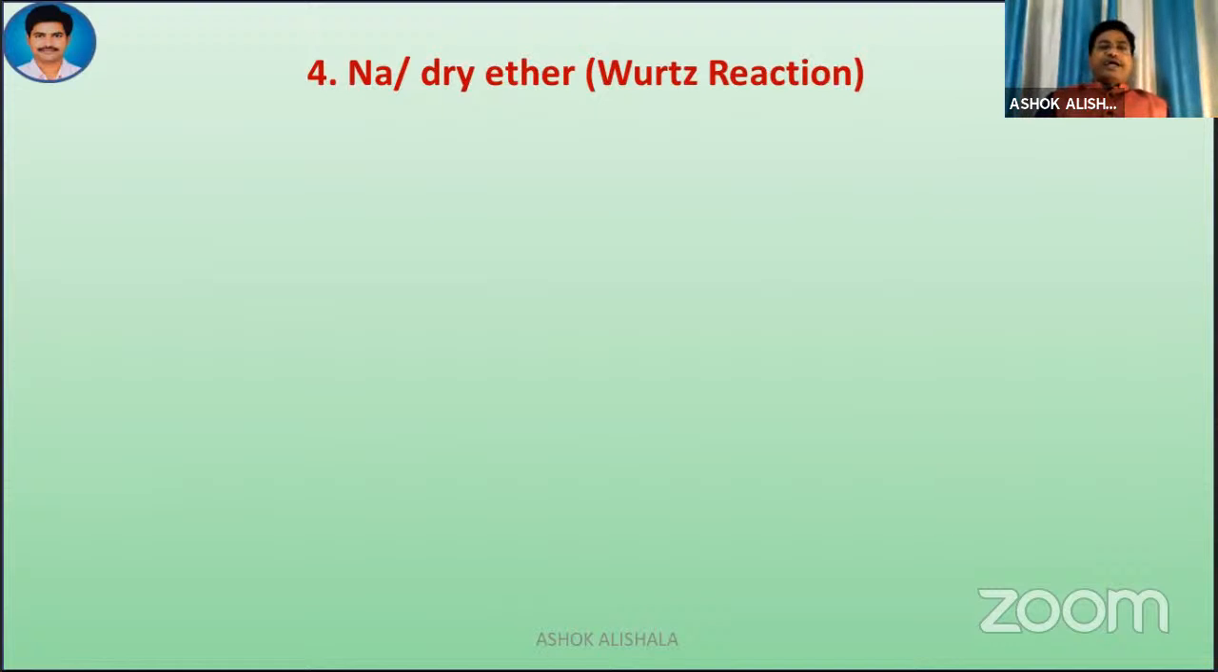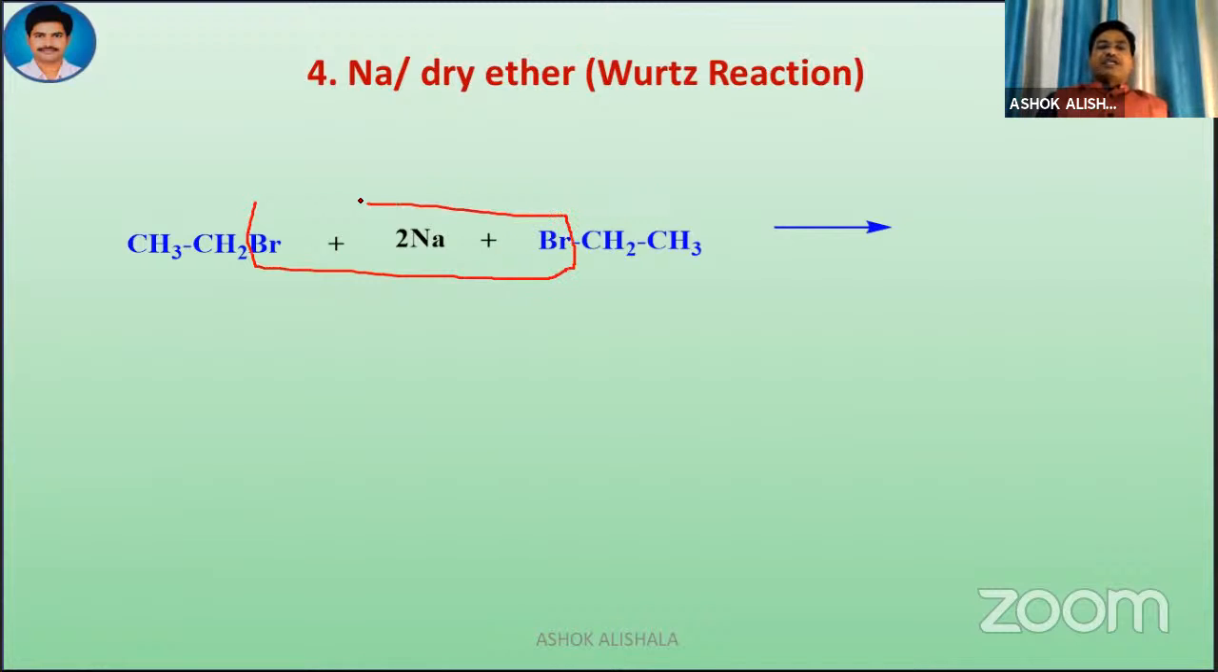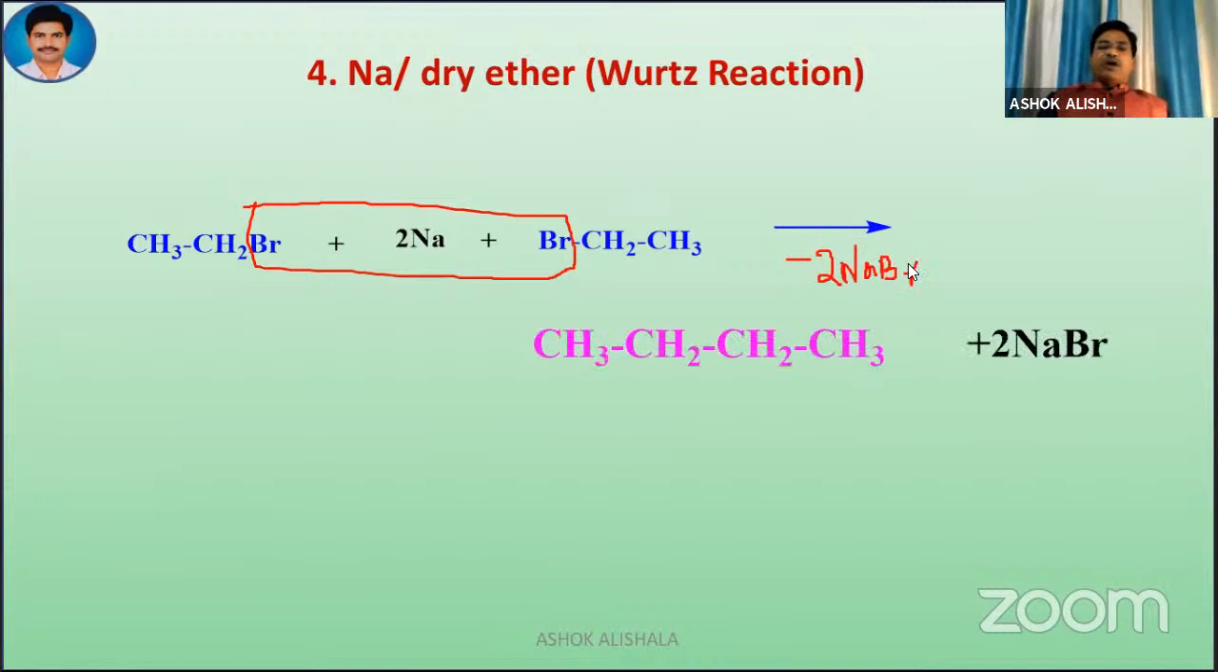See, sodium in dry ether, what's the reaction? See, ethyl bromide. Two molecules of ethyl bromide, when treated with sodium, two molecules will undergo reaction with the sodium, and the reaction takes place like this. So a removal of NaBr takes place, two molecules of NaBr. Can you guess what the product may be? The product is going to be butane. Butane will be the product.